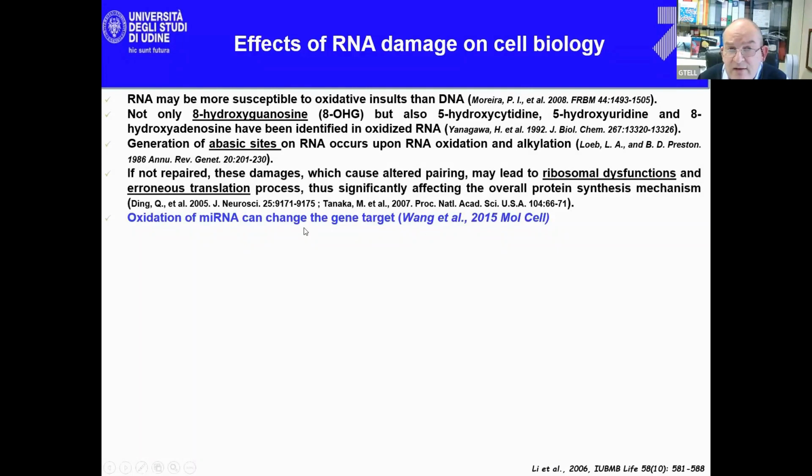An interesting finding is that oxidation of RNA can also be a regulatory mechanism through which some regulatory non-coding RNAs, such as microRNA, can change their gene target. This is because essentially 8-oxoguanine is able to pair not with cytosine, but with adenine. Therefore, this leads to mismatches, and one microRNA that is oxidized can change the original gene target of that microRNA.